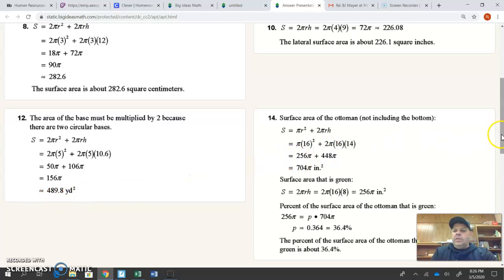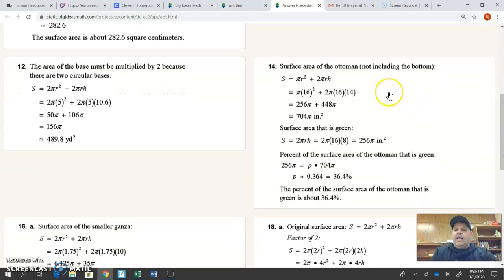In number 14, we have the surface area of the ottoman, which does not include the bottom, is 704 pi square inches. The surface that is the green part is just the lateral surface area, 2 pi RH, which is 256 pi. The percent of the surface area of the ottoman that is green: 256 pi equals percent times 704 pi, and when we divide by 704 pi, we get 36.4%.